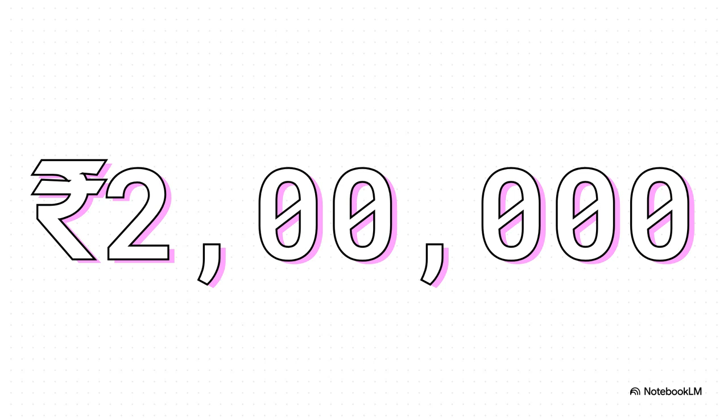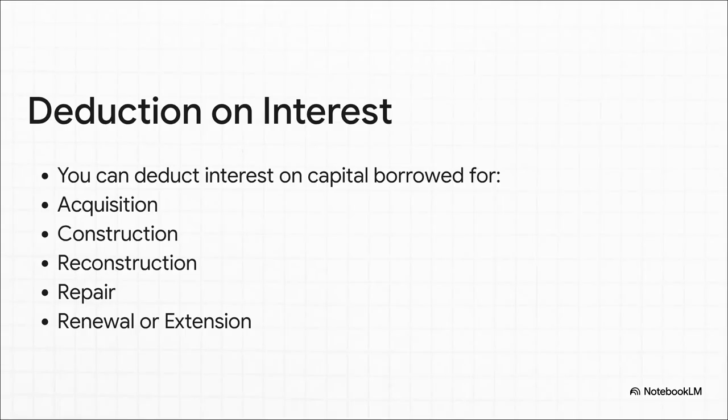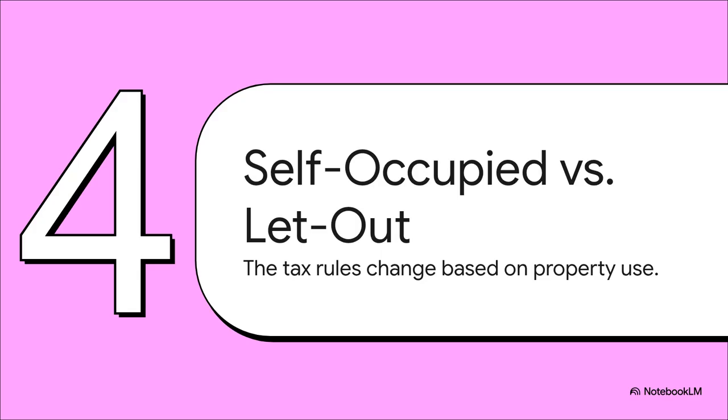Now, the second big deduction is all about home loan interest. And for a property that you actually live in yourself, this number, 2 lakh rupees, is the absolute maximum you can claim as a deduction. And what kind of loans count? Well, you can deduct the interest you paid on a loan you took for pretty much anything related to the property. Buying it, building it, fixing it up, you name it. Just got to remember, for the home you live in, the total interest deduction is capped at that 2 lakh rupee limit.